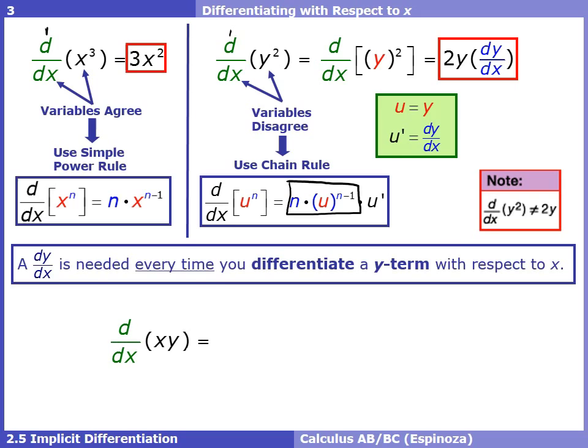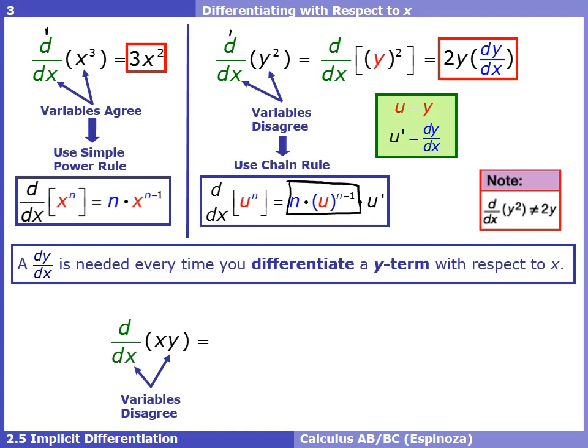So let's practice another one. In this case, we're being asked to take the derivative with respect to x of x times y. Well, it's great that there's an x there, but unfortunately, the variables disagree. They don't match. X times y has a y in it, and we're supposed to be taking the derivative with respect to x, which we can't do. So we're just going to have to keep in mind again, every time we take the derivative of a y term, we need to put a dy dx with it.